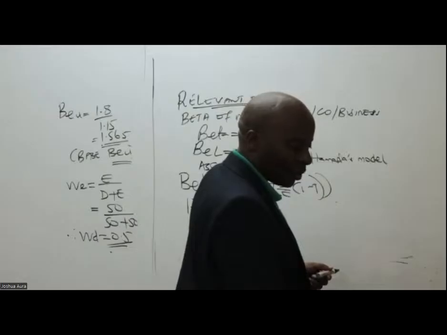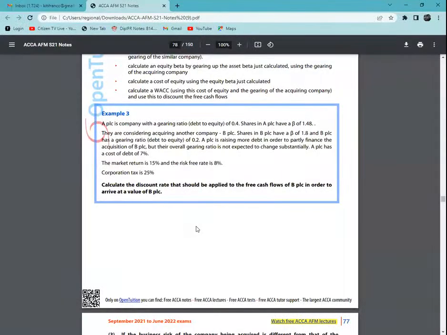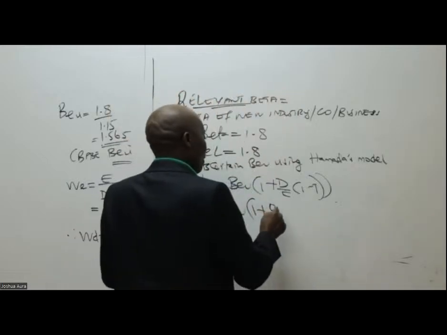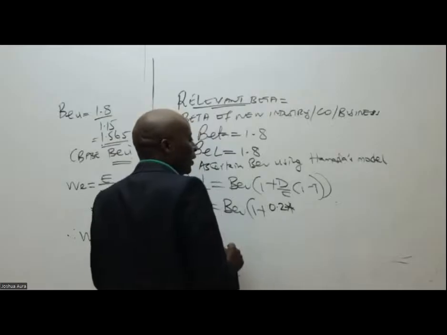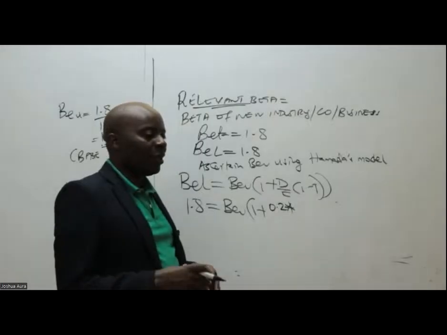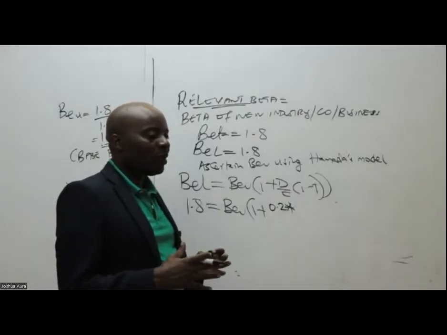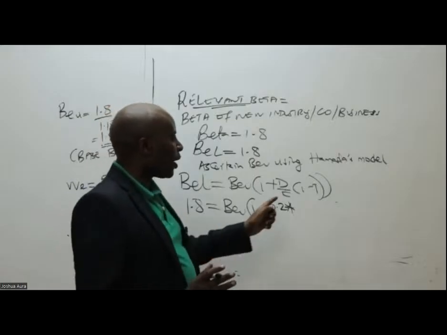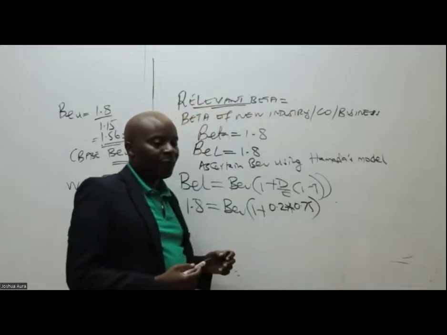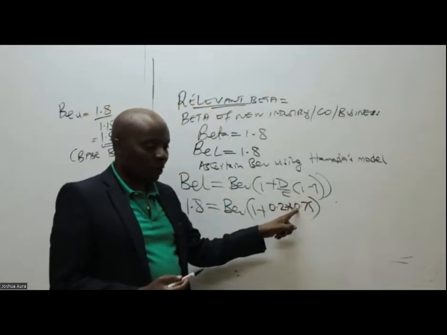In this question, they have given me the debt to equity of this new business. They have told me the debt to equity is 0.2, so debt over equity is 0.2. Into 1 minus tax, have they given me the rate of tax? Never assume it's 30%. In finance, if tax is not given, take it to be 0.25. So 1 minus 0.25 gives me 0.75.